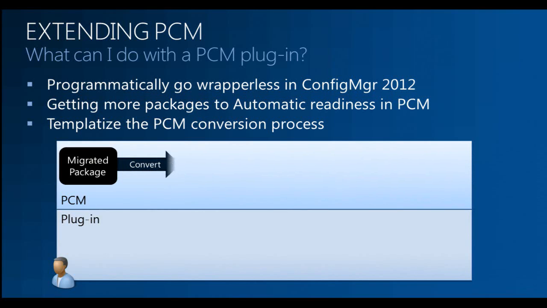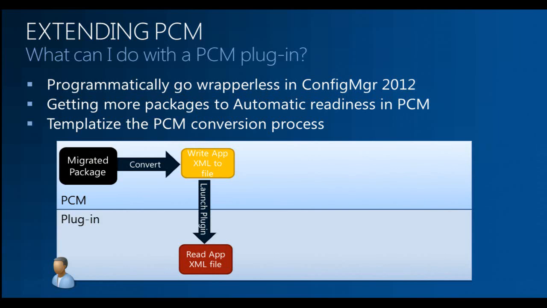You've migrated to 2012. You run the analysis and then you're going to convert, right? When we convert the app, we basically take the application XML, the metadata, and we write it to a file. And then when you have the plugin involved, we stop there and then we launch the plugin and we basically read additional XML. The plugin is basically a methodology. You write a script, an executable, Visual Basic, whatever you want. And that basically creates another XML file.